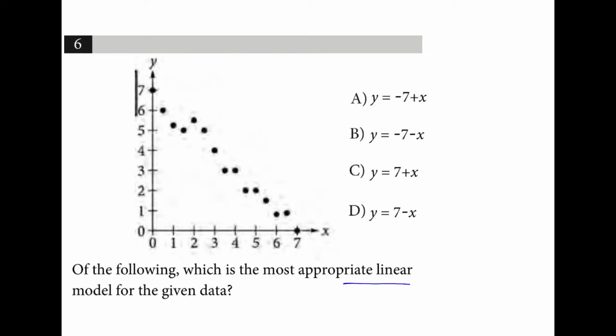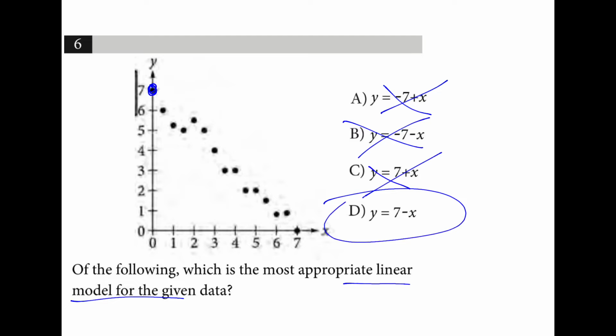They want to know what is the most appropriate linear model. So the slope is negative. Any of the ones with a positive slope can be ruled out. And our intercept is at a positive 7. So that rules out B. Here's our answer.